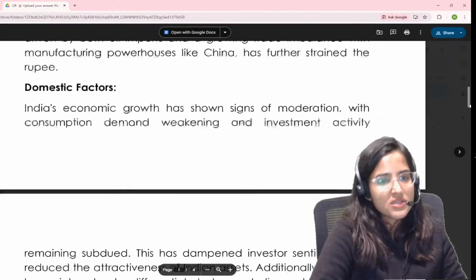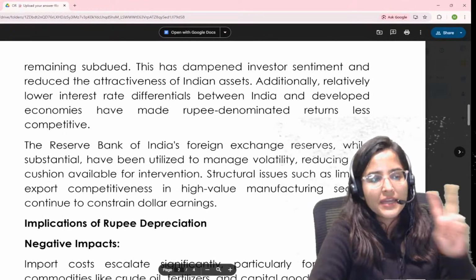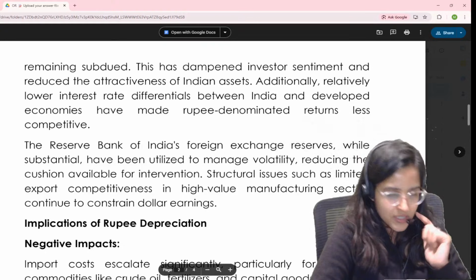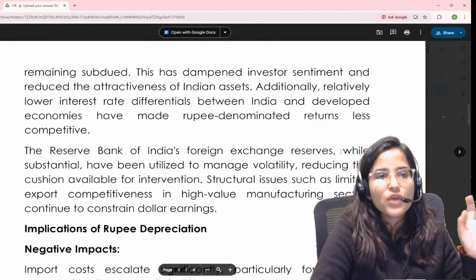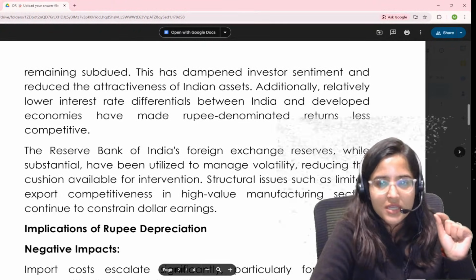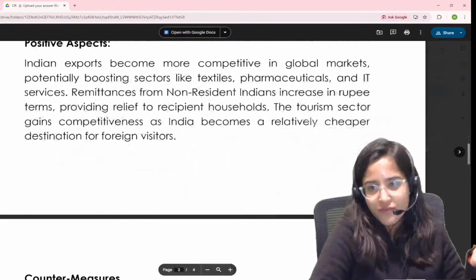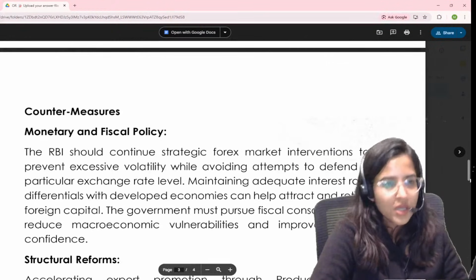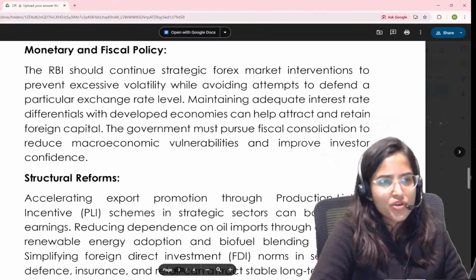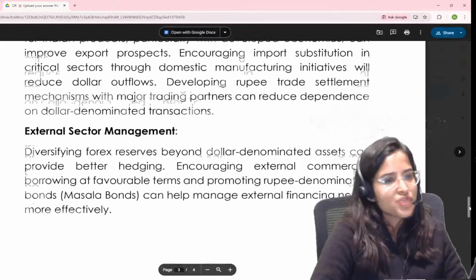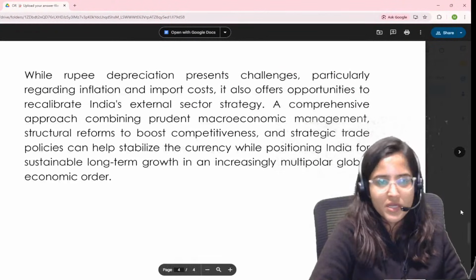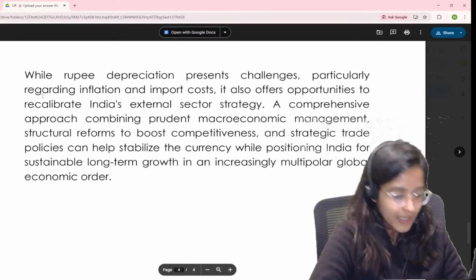Okay? Then you've written domestic factors, very good. You have basically identified two factors, domestic and external factors. This division is absolutely correct. If you can write down in bullet points, it'll be better. Then implications, you've written negative impacts and you've written positive impacts. That is how I told you to write. And countermeasures, monetary and fiscal policy, structural reforms, trade policy measures, external sector management. Yes, all these points are absolutely correct.